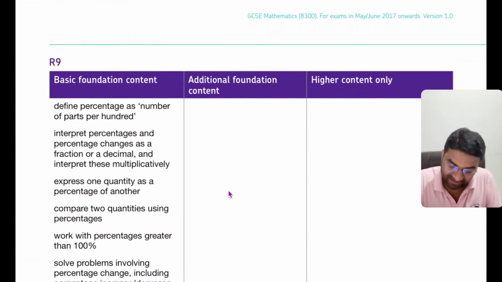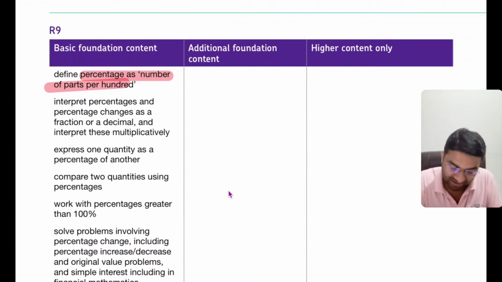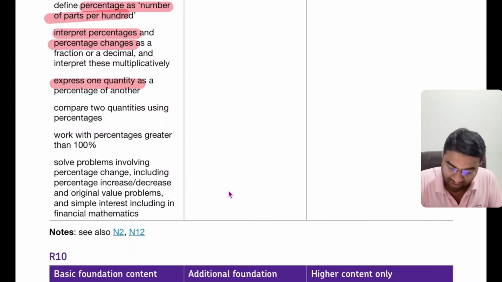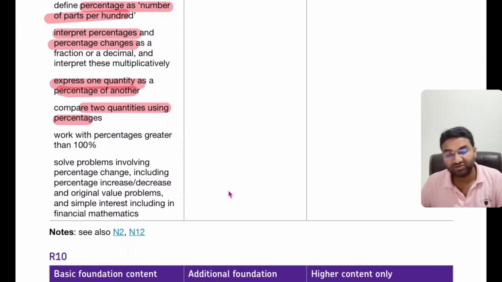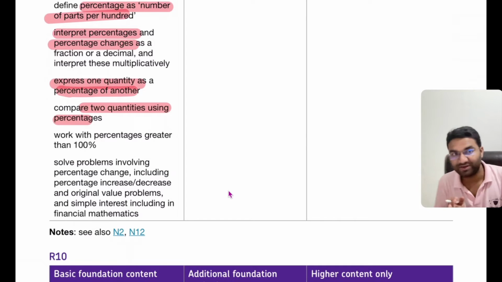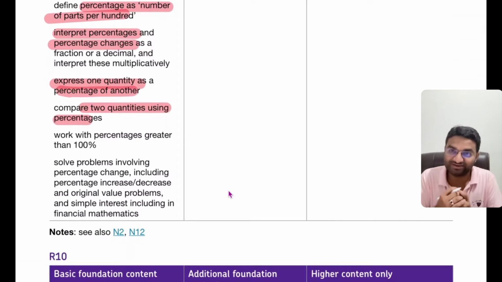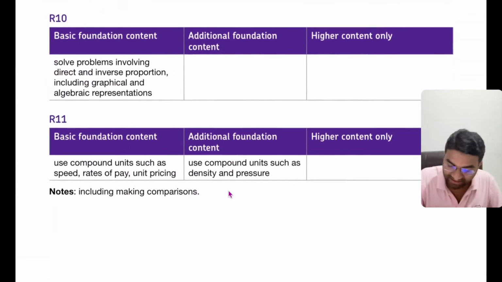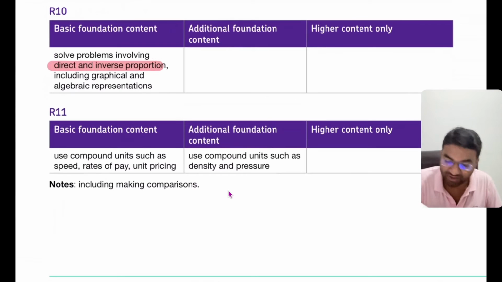Fine. Then next, percentage as a number of parts per 100. Interpret the percentage change as a fraction or decimal expression. One quantity as a percentage of another. Compare two quantities using percentage. So all these topics are there under the ratio and percentage. Fine. Work with percentages greater than even 100. Fine. Then next, direct and inverse proportion.